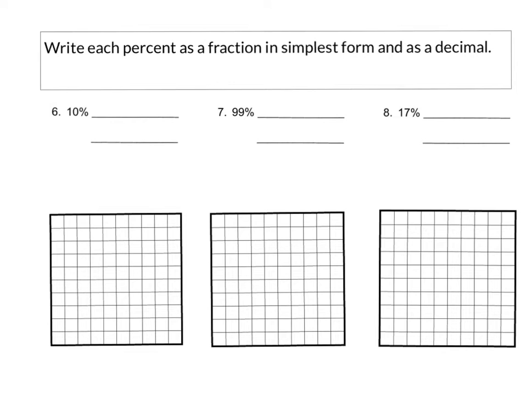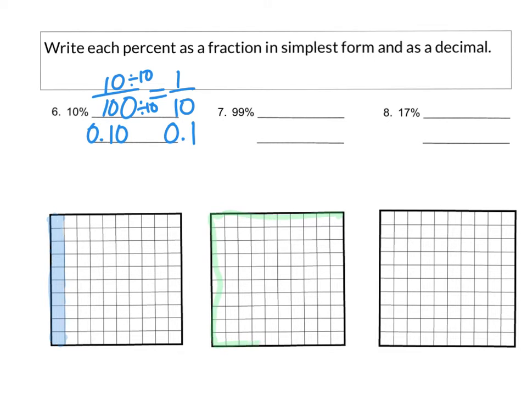So I'm going to first do some coloring for 10%. 10% would mean 10 out of my 100. So I would color in 10 of the grid squares. And then I can write that 10 out of 100. To simplify this, I can divide both numbers by 10, the greatest common factor. And so the simplest form of 10% is 1/10. If I want to write this as a decimal, I can write it as 10 hundredths, just like that first fraction shows, or 0.1.